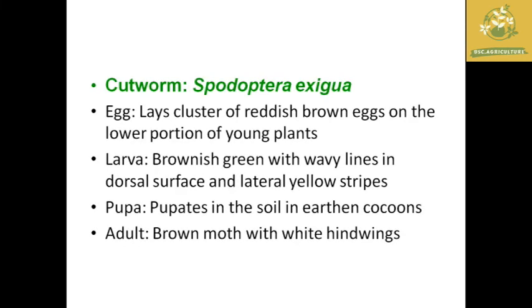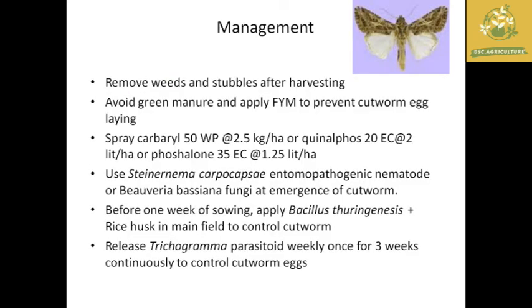And the next important pest is cutworm, Spodoptera exigua. While looking at the biology, the eggs are laid in clusters, the larva is brownish green with wavy line margins on the dorsal surface, the pupa pupates in soil with earthen cocoons, and the adult is a brown moth with white hind wings. The management for these cutworms is removal of weeds as well as stubble after harvesting.